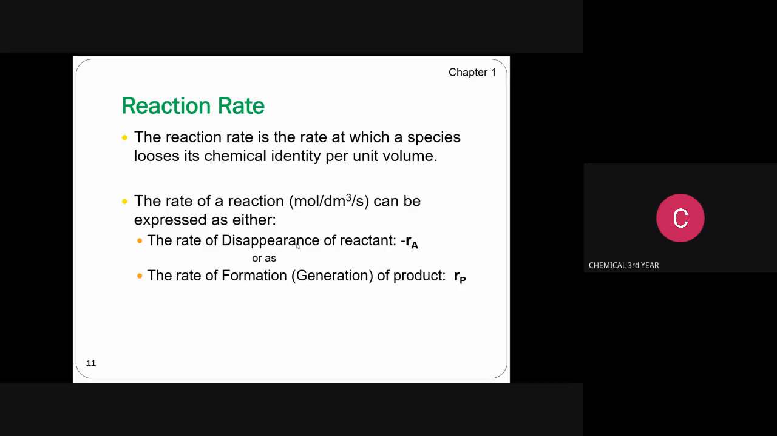It is often expressed in notation as the concentration per unit volume of the product formed in a unit of time, or the concentration of the reactant consumed in a unit of time. Next, in the rate equation, the rate of reaction is also expressed in two forms. The first is the rate of disappearance of reactant. The second is the rate of formation.